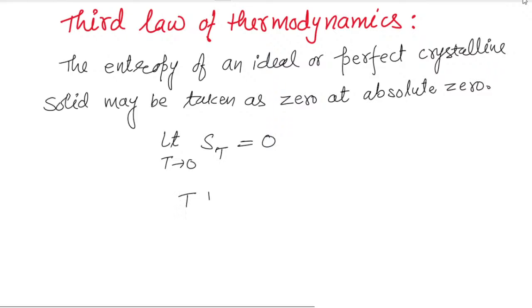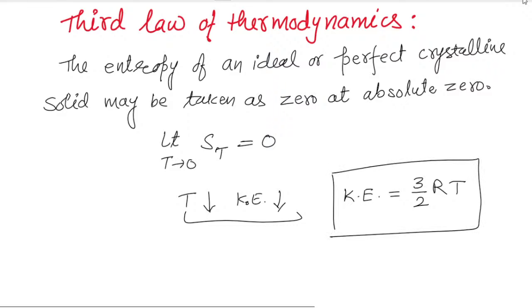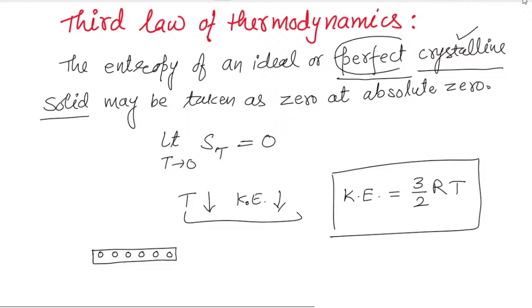When temperature decreases, kinetic energy decreases. So when temperature is almost 0, mathematically the translational kinetic energy is 3/2 RT, where R is the gas constant and T is temperature. A perfect crystalline solid means the particles are arranged in an ideal, perfectly ordered manner. Crystalline means a uniform arrangement, and perfect means there is no chance of any deviation of that arrangement.